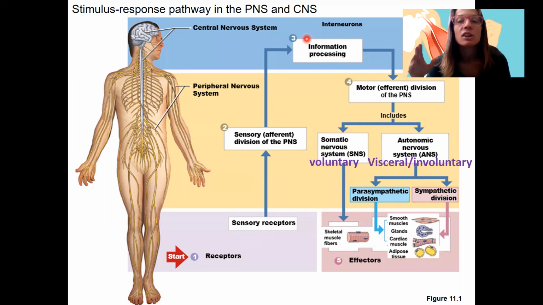We'll come back to the central nervous system more specifically later. Then we've got the motor or efferent division. This is also part of the peripheral nervous system. So we're exiting the brain or spinal cord via spinal or cranial nerves. And the motor division is then divided functionally, and there's anatomical differences, into the somatic nervous system, which is voluntary, and the autonomic nervous system, which is involuntary or visceral. So that's going to connect to those visceral organs.